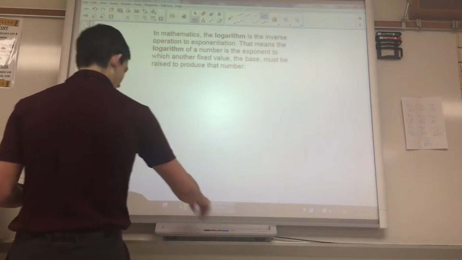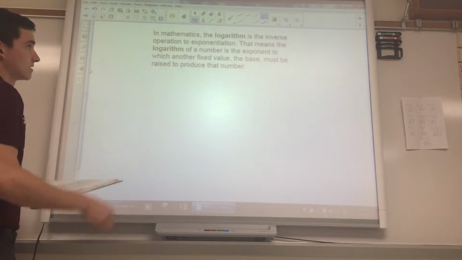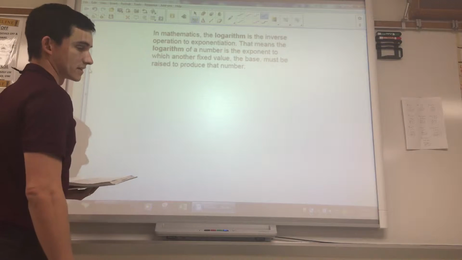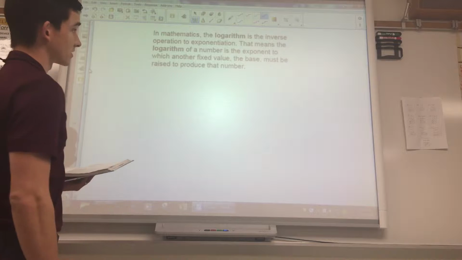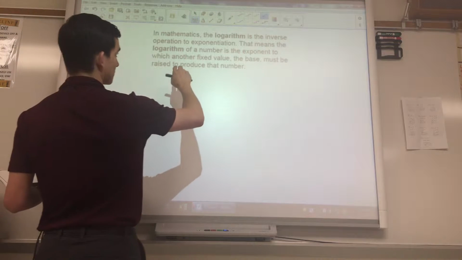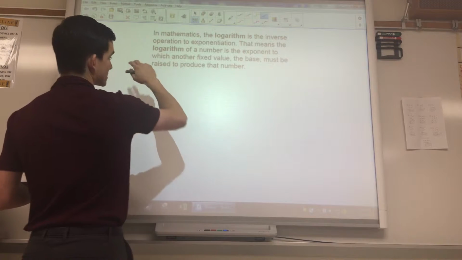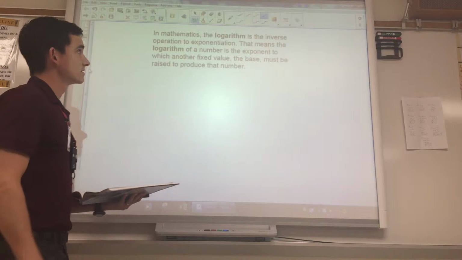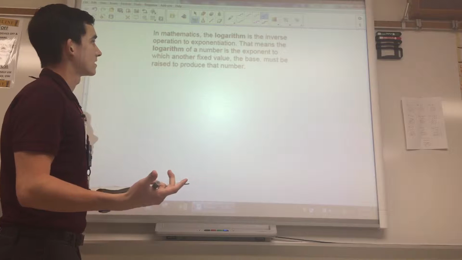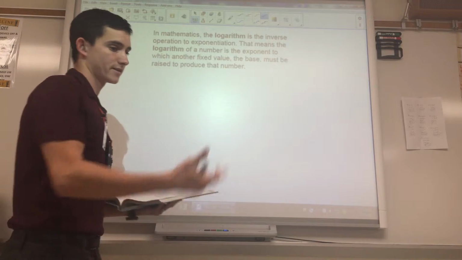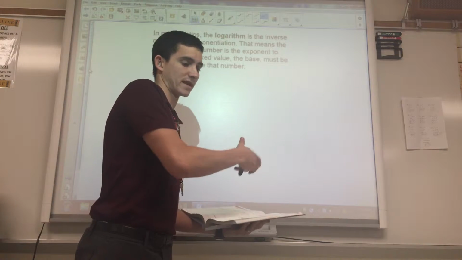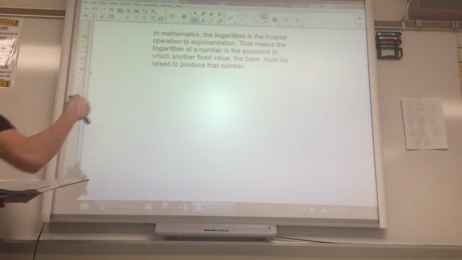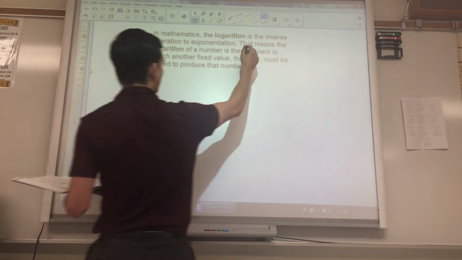So I started off with the definition from Wikipedia, and I know that's not a very reliable source, but it's a good starting spot for a lot of things. So it starts off and it says, in mathematics, a logarithm is the inverse operation to exponentiation. We already know that the log undoes an exponential, or an exponential would undo a log. They're inverse operations. But here's the important part that I wanted to get at.